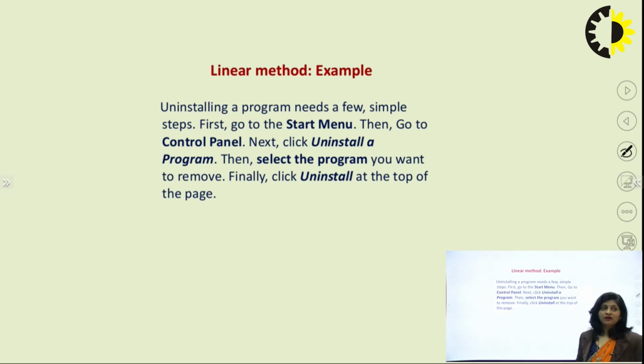I have quoted one example here, how to uninstall a program. Let's see how I have written this paragraph. Uninstalling a program needs a few simple steps. First, go to the start menu, then go to control panel. Next, click uninstall a program, then select the program you want to remove. Finally, click uninstall at the top of the page. If you skip any step, like if you forget to write next, click uninstall a program, then you will never be able to understand how to uninstall a program.